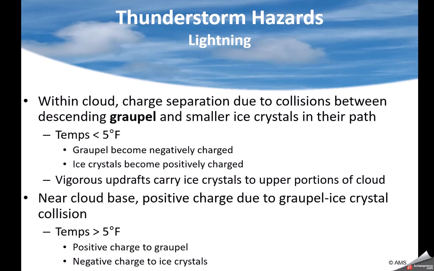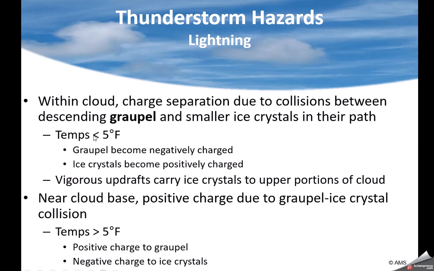So how does lightning form? Graupel, it's kind of a wet snowflake or piece of ice. And they go upwards and downwards in these thunderstorms. Graupel is a little heavier than main ice crystals, so they're going to tend to descend. Small ice crystals will move up.